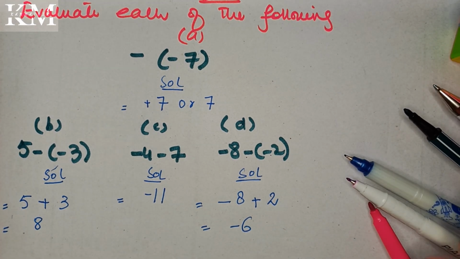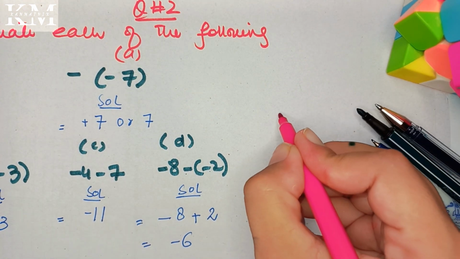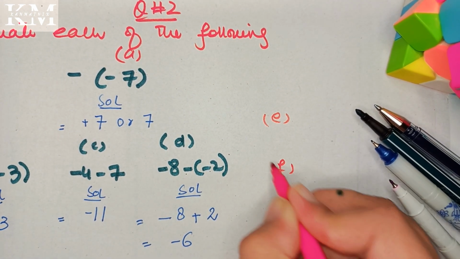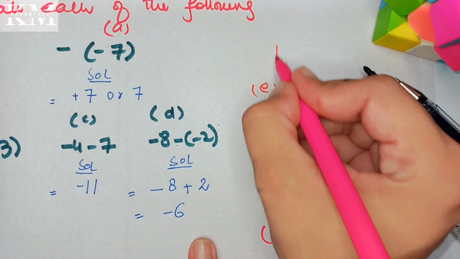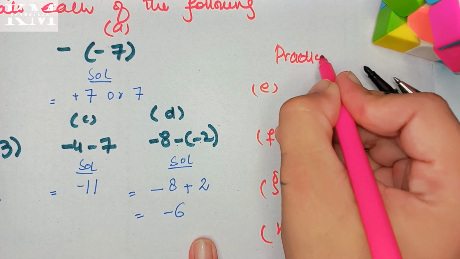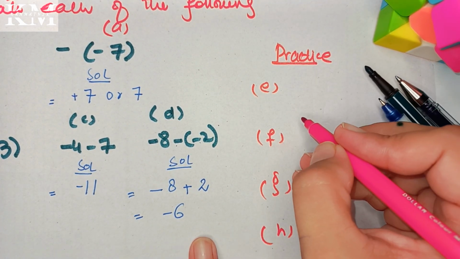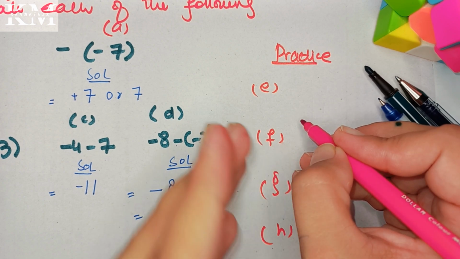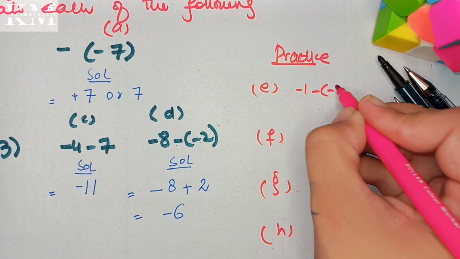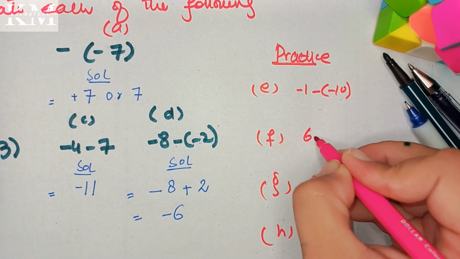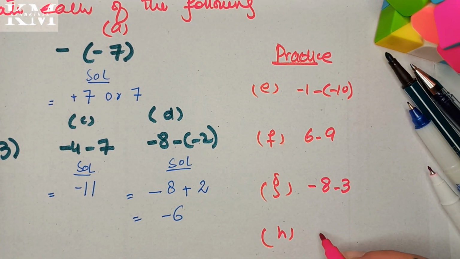Now you have to practice the remaining questions of this. Like in this you have been given E, F, G and H part. So you have to practice these parts, because you know that practice makes the man, also woman, perfect. So you have to solve these questions for the practice.